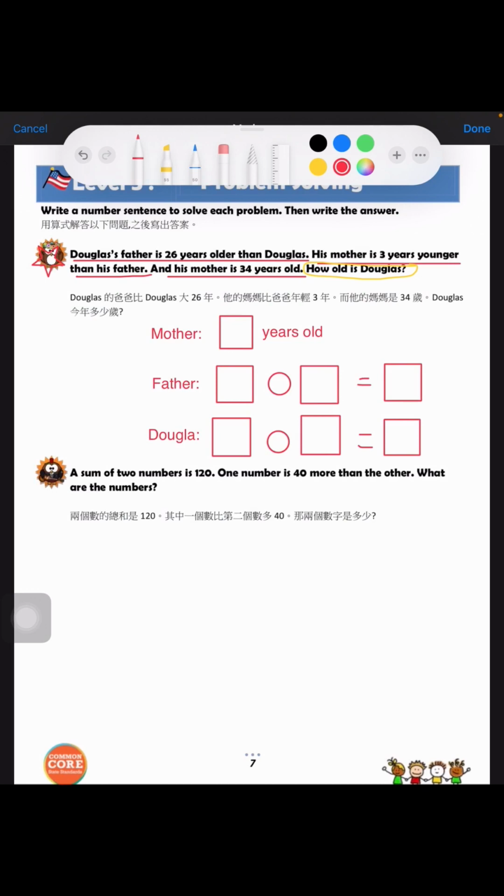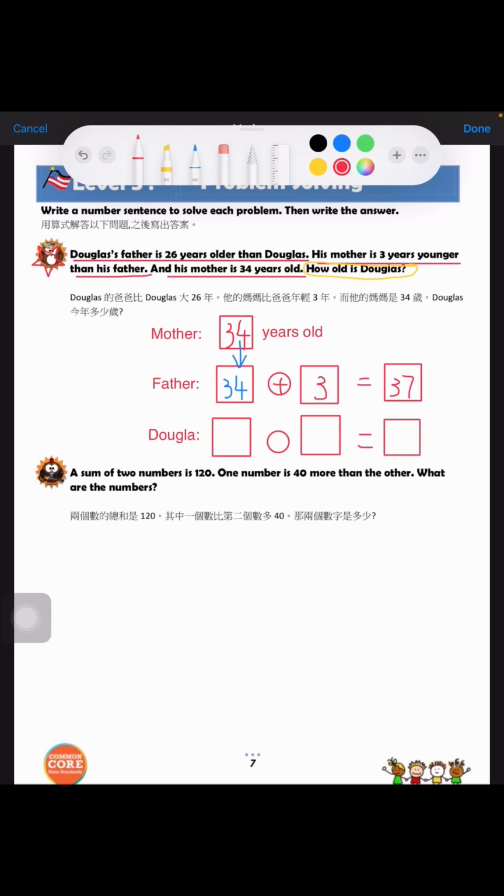First, how old is his mother? She is 34 years old. How old is his father? His mom is 3 years younger than his father, which means his father is 3 years older than his mother. So we can use duplicate to calculate. His mom is 34 years old. Add 3 to it, so we have his father's age.